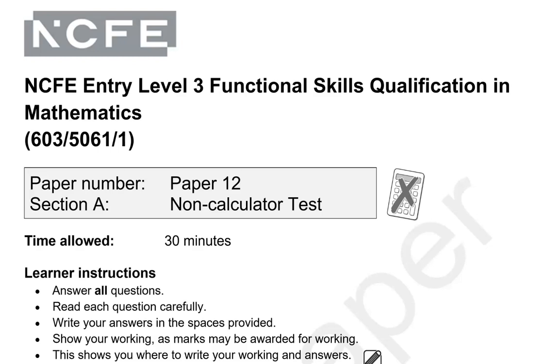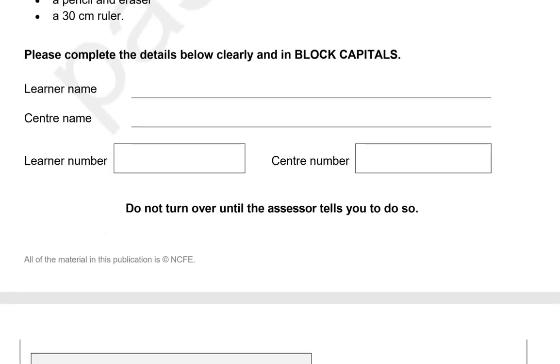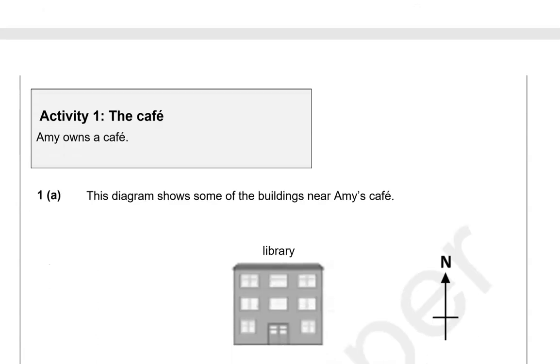This is an Entry 3 Functional Skills Maths paper from NCFE. It's split into two parts. In the first part you can't use a calculator, but you can in the second part. This is the first part.